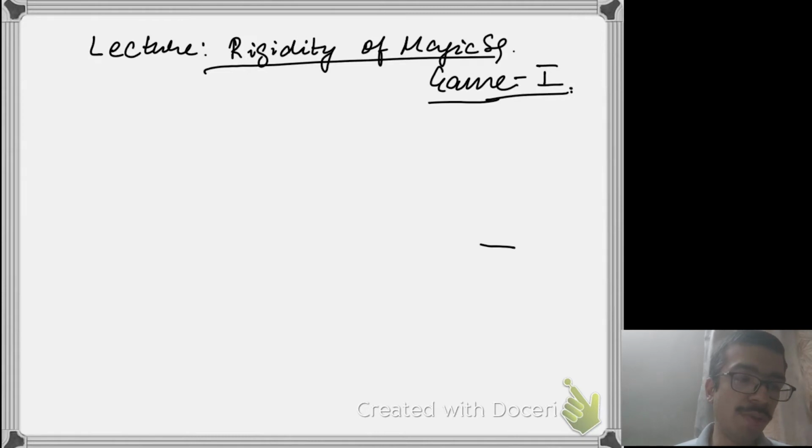So just to review, in today's lecture we'll first review the magic square game, and then we are going to see some necessary conditions which any quantum strategy must satisfy in order to win this game deterministically. So let's first review the magic square game.